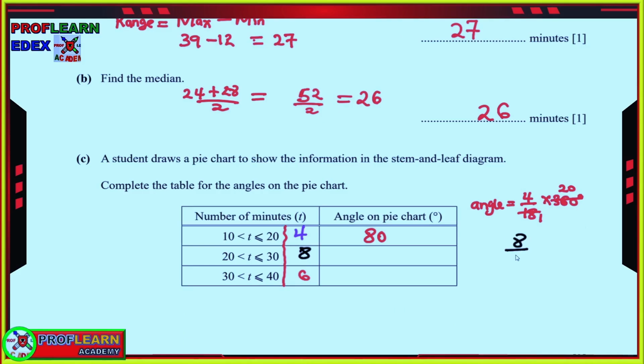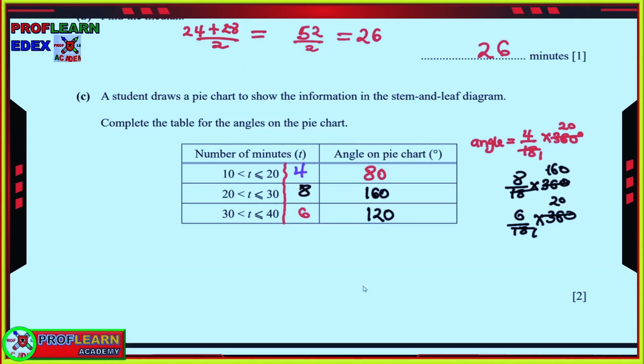8 over 18, this is going to translate to 20 times 8, that is going to be 160. And then we have from 30 to 40, that is 6, so it will be 6 over 18, and 18 goes here. 20 times 6, that's going to translate to 120. So from there you can be able to draw a pie chart.